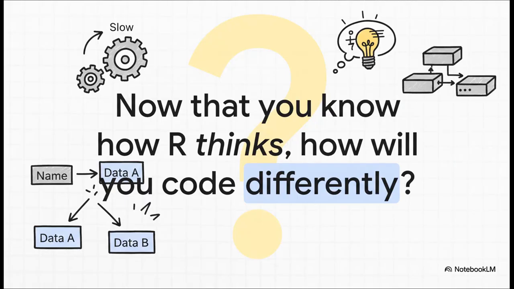So there you have it. Names are just pointers, and R is smart. It only copies data when it absolutely has to. It seems like a simple mental model, but it is so powerful. It explains so much about why some code is slow and other code is fast, and how R uses memory. So the real question to leave you with is this. Now that you know how R thinks, how is that going to change the way you write your code?